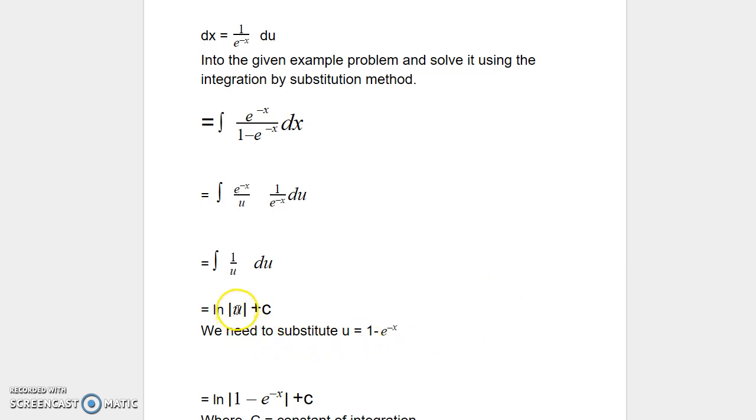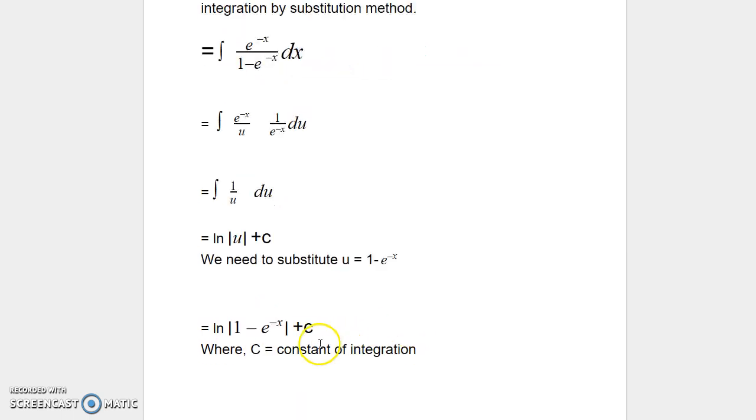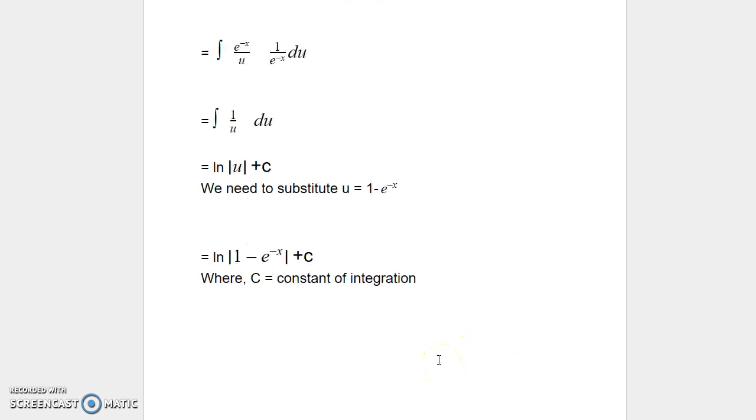Now, we want to express our solution in terms of x and not in terms of u. So wherever we see u, we will replace it by 1 minus e to the power of minus x. This translates to ln of 1 minus e to the power of minus x plus c, where c is a constant of integration. This is the way we want to solve example problems involving logarithmic functions.